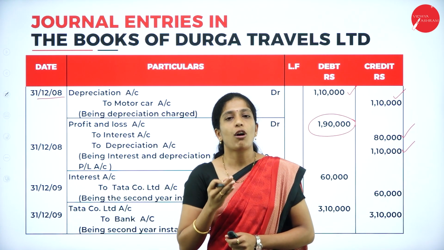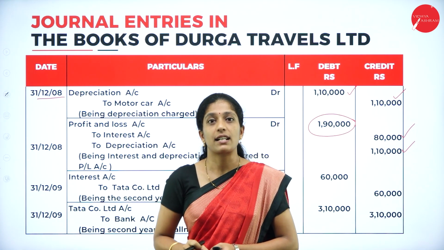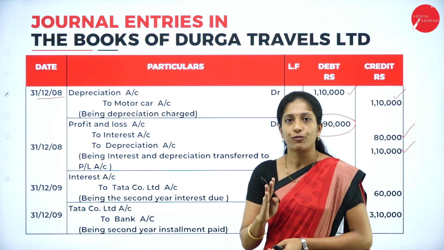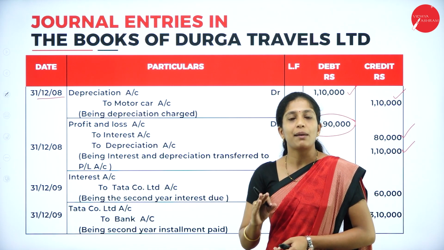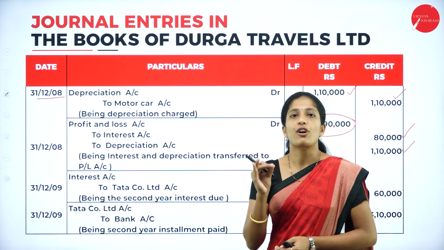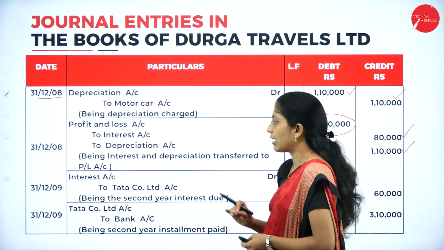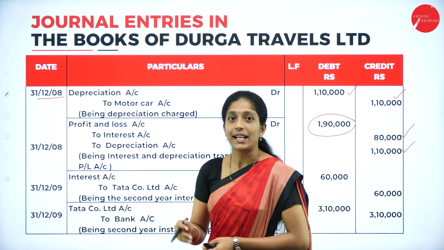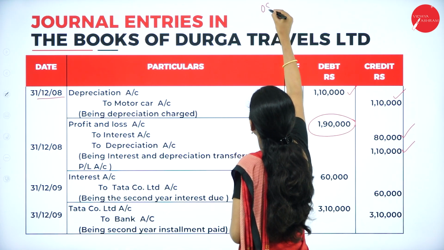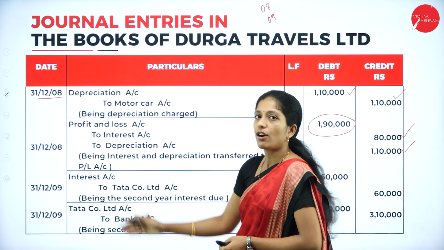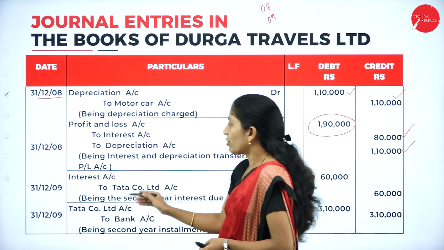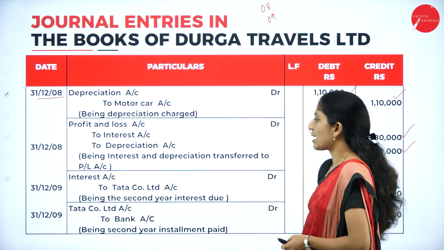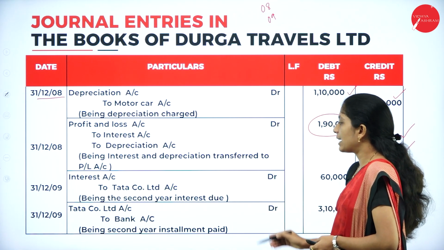So in the second year, we are not going to record an entry for purchase of asset as well as down payment. We shall start with interest due. So here we have to record 4 entries for interest due, installment paid, depreciation charge and transfer of interest and depreciation to profit and loss account. Your entry remains the same. Now come to the second year, that is for interest due. So first year is 2008, second year is 2009. So at the end of the second year, 31/12/2009, for interest due, interest account debit to hire seller account. Your entry remains the same. That is Tata Company Limited account being the second year interest due.